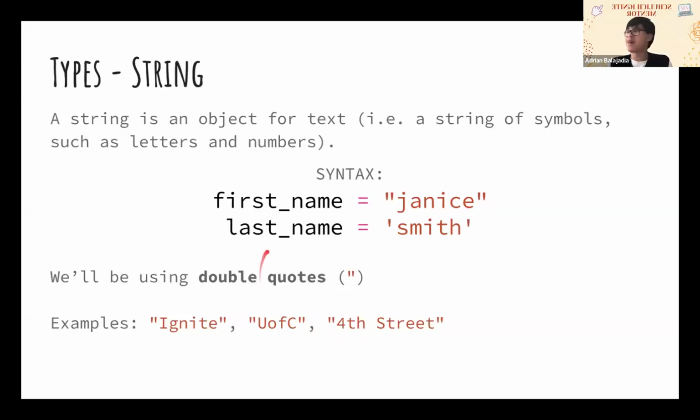Okay, sorry. Going back to that banking example, the first name could be, in my case, quotation marks Adrian, and then the last name is Balhadia. There are multiple ways to specify strings. You can use double quotation marks or single quotation marks, just as long as you're consistent throughout. In this case, we want you to use double quotes because it's a lot simpler. These are just some examples: Ignite, UFC, 4th Street, and you could also have a space, just as long as they're bounded by the quotation marks.